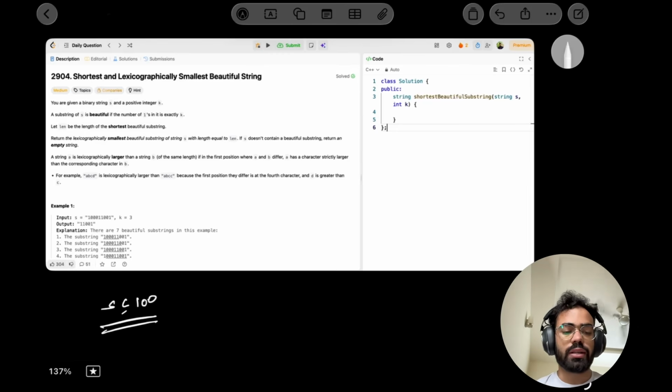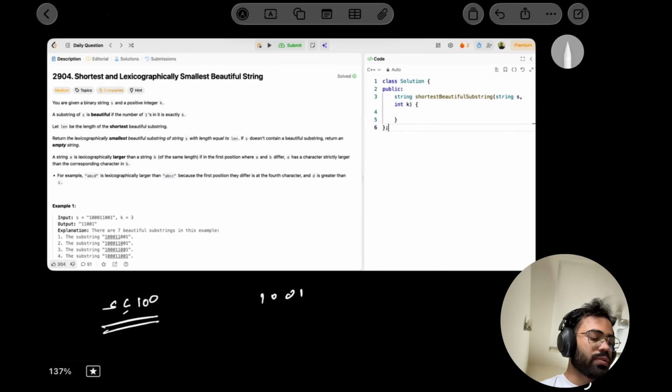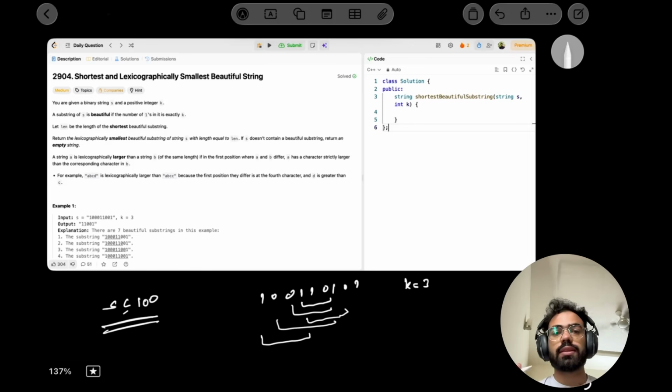We are given a binary string s and a positive integer k. A substring is beautiful if the number of ones in the substring is exactly k. That means whatever binary string we are given, 100110101, and let's say k equals 3, then for a substring to be beautiful the number of ones in it should be 3. For example, this is beautiful, this is beautiful, this is beautiful, this is beautiful, then this is beautiful. Every substring that has count of ones equal to k will be beautiful.